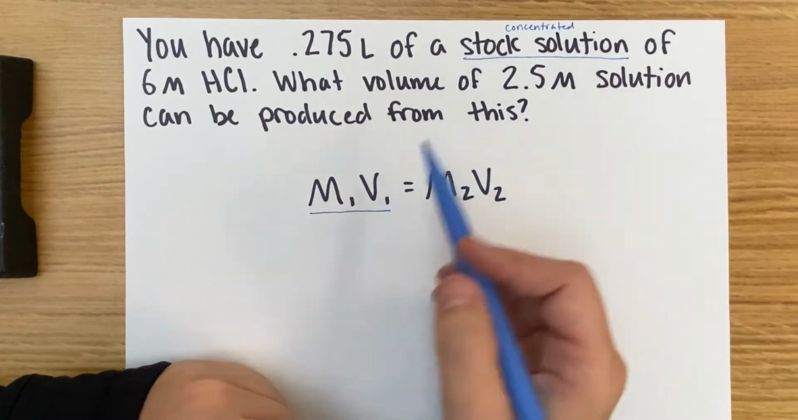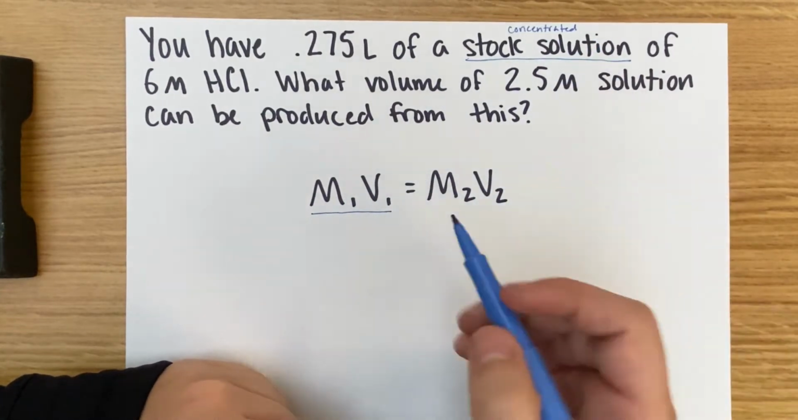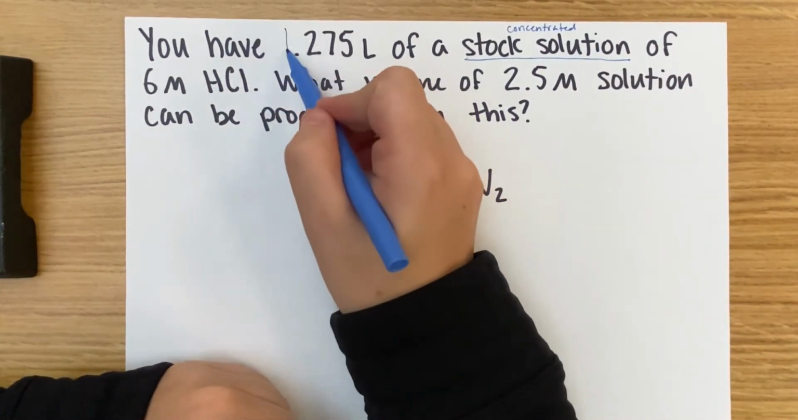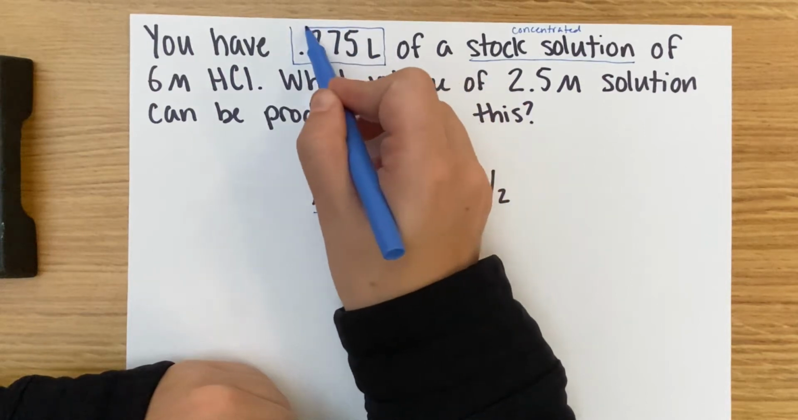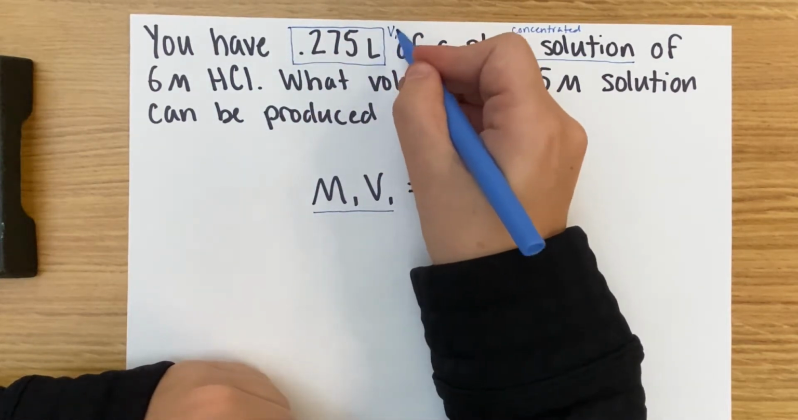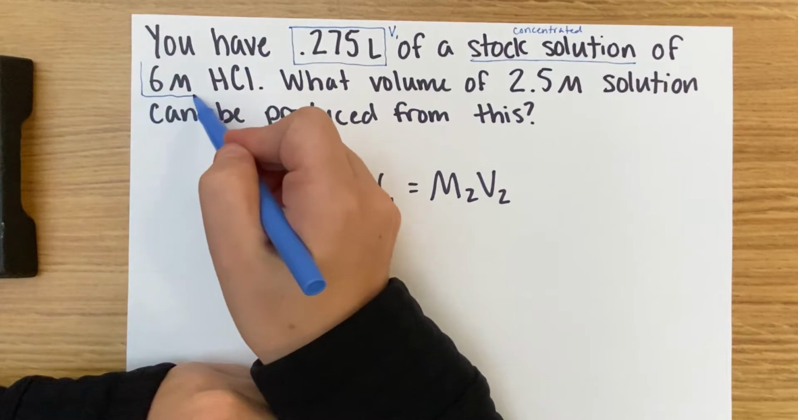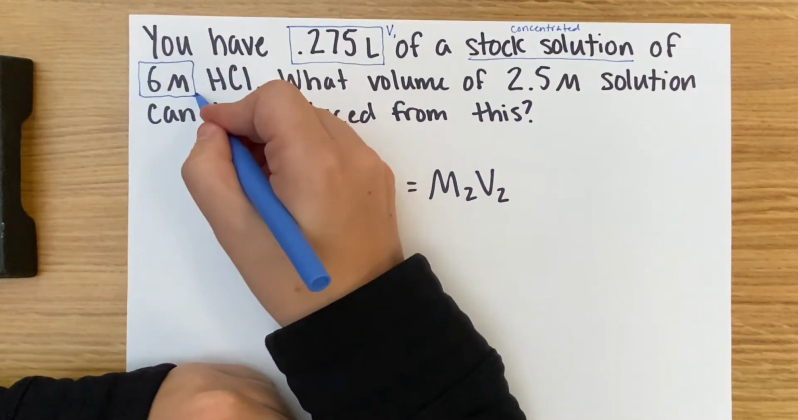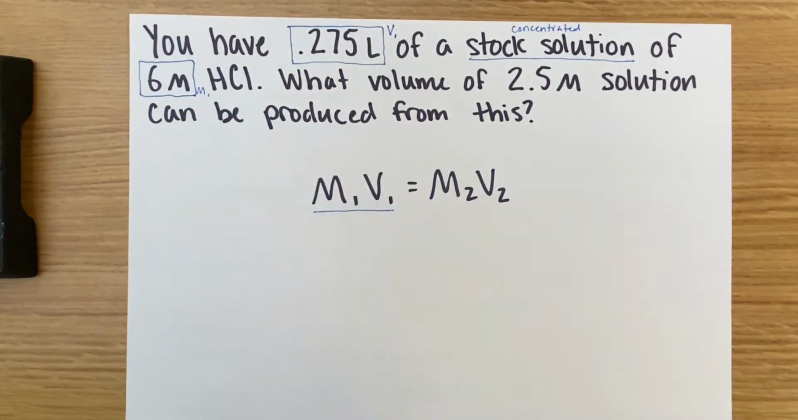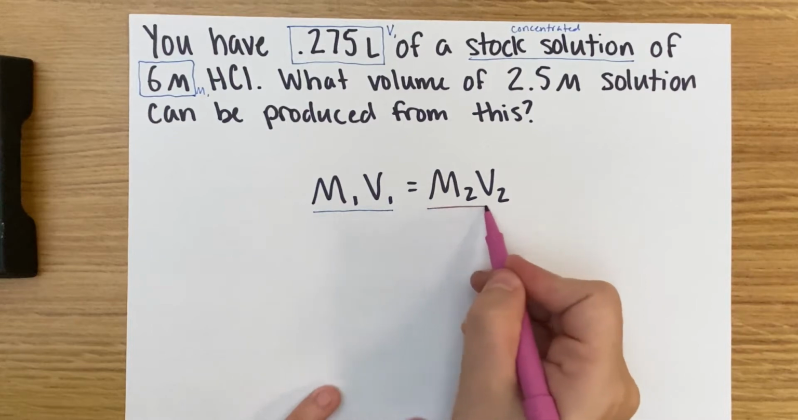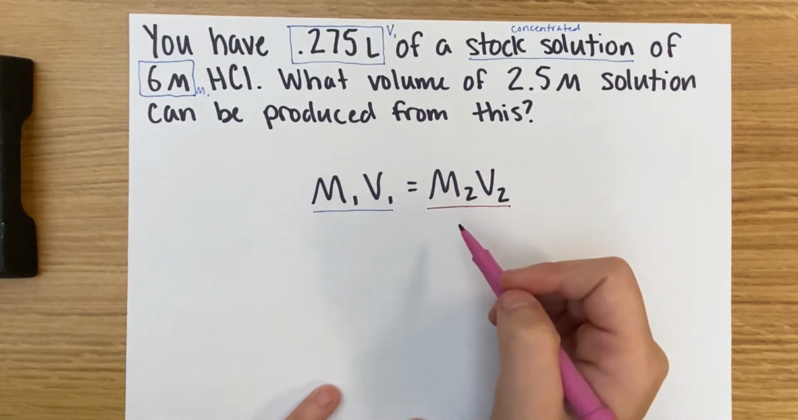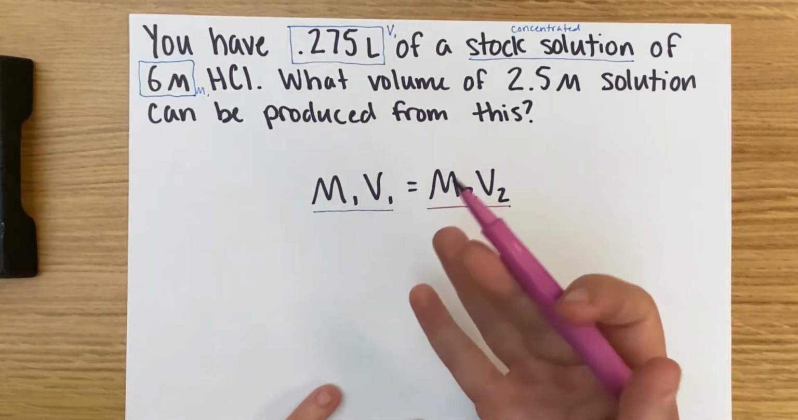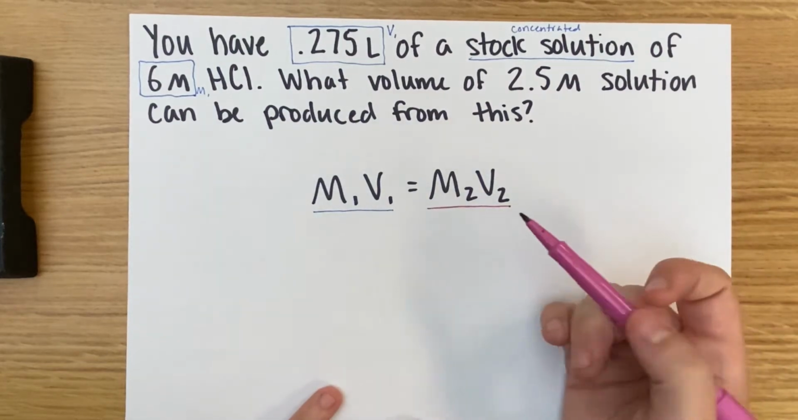So we're gonna get the molarity and the volume of the stock solution. So we have 0.275 liters, that's gonna be our V1, and we have 6 molar, that's gonna be our M1. M2 and V2 are going to be the dilute solution. So that's going to be after we add water to it to water it down.